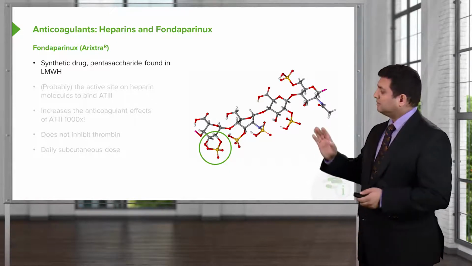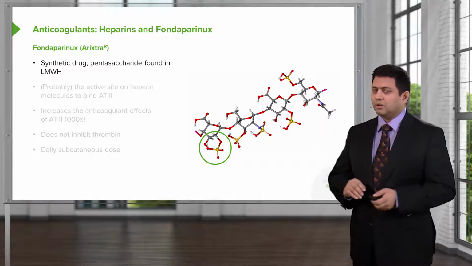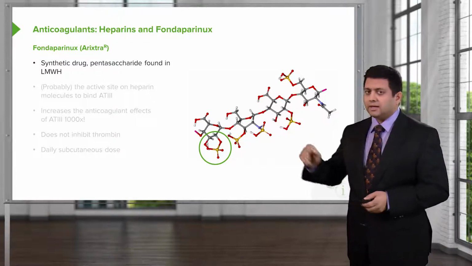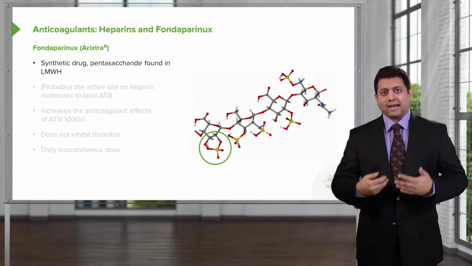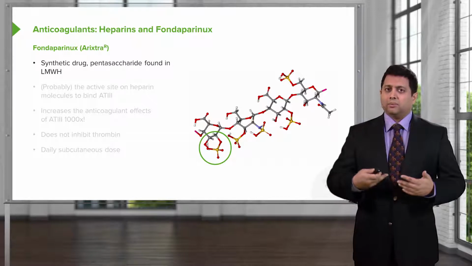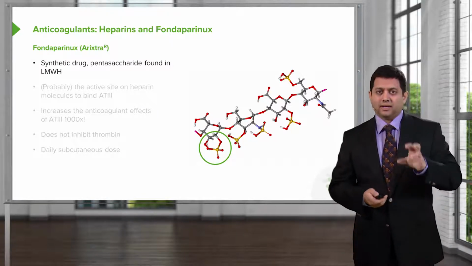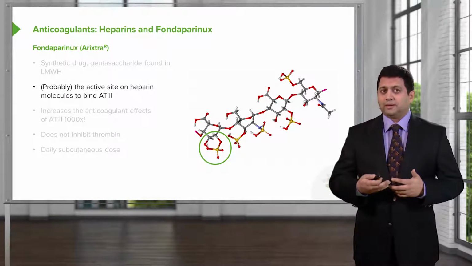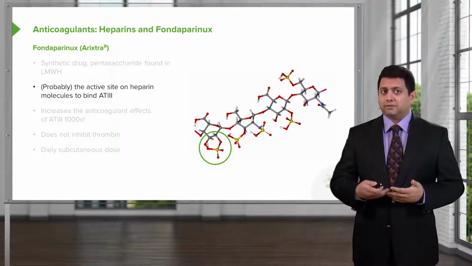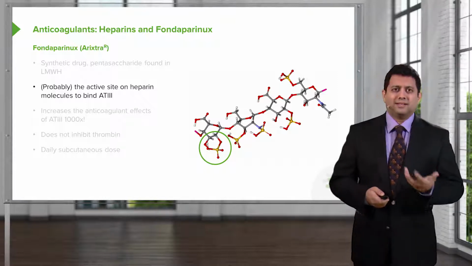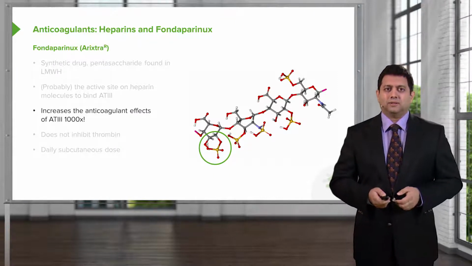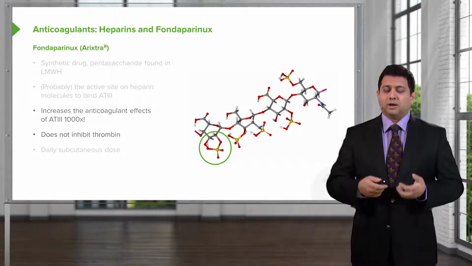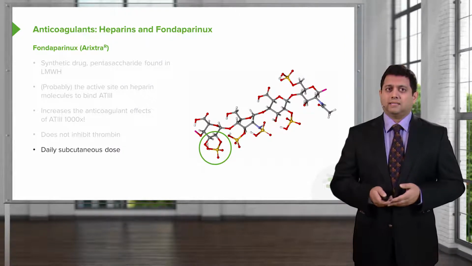Now, if you take a look at this huge heparin molecule, you can see something that I've circled in green for you, and that 5-sided pentamer is the active portion of heparin. And what some companies have done is they've actually isolated that pentamer. That is probably the most active portion of heparin, and it activates antithrombin 3. In fact, it is so powerful that it actually increases the anticoagulation effects of antithrombin 3 by almost 1,000 times. It does not inhibit thrombin, and it's used daily subcutaneously.